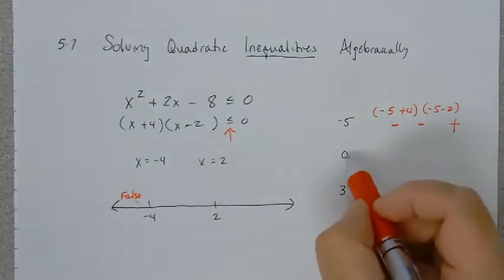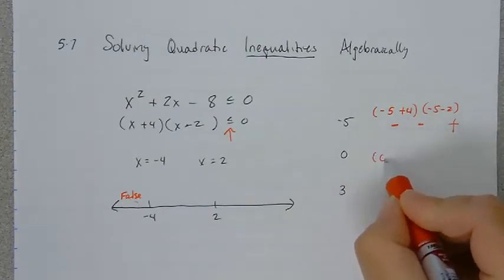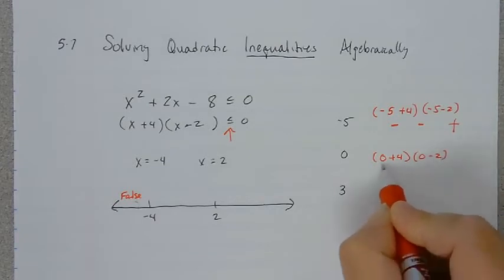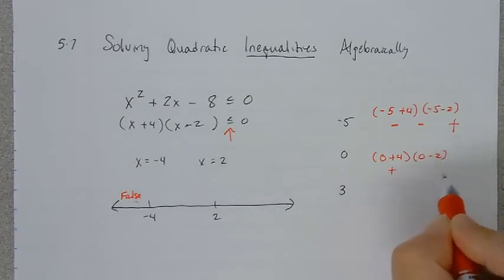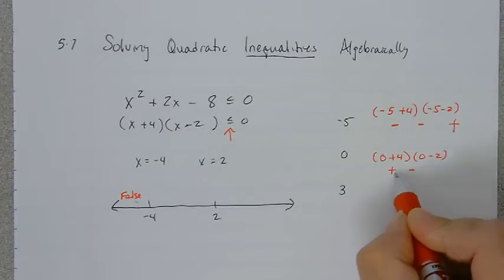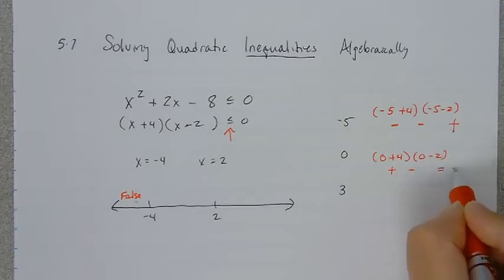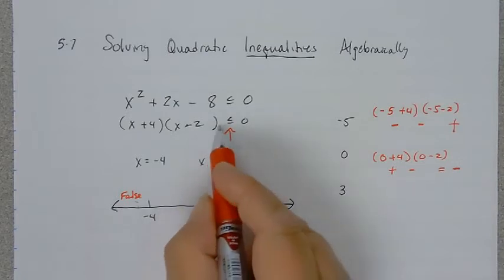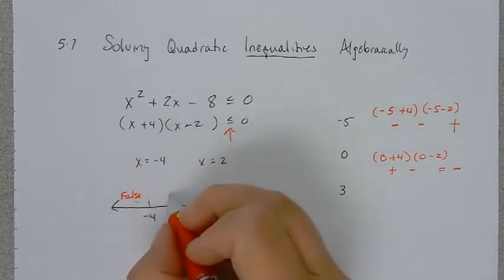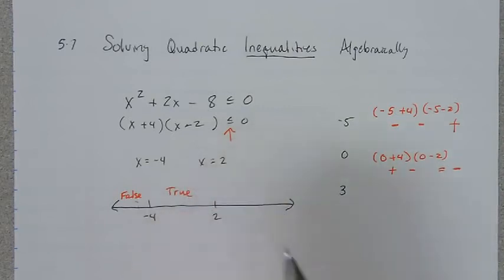Let's try the number 0. So if I have 0 plus 4 and 0 minus 2, 0 plus 4 is a positive, 0 minus 2 is a negative. A positive times a negative equals a negative. I'm looking for numbers that are negative because I'm looking for the ones that are smaller than 0. So this part is true.